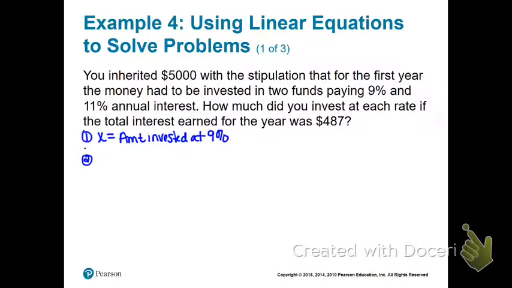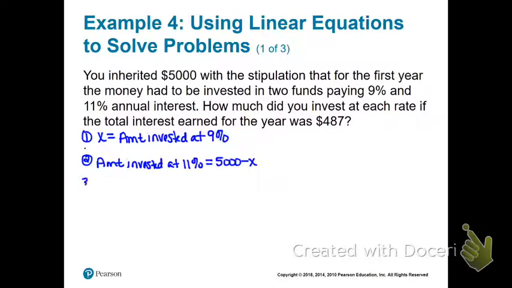And then step 2 is to let your other unknowns be, write an equation using x for them. So my other is the amount invested at 11%. Now, this has nothing to do with the 9% and the actual 11%. It's the Fund 1 and Fund 2. Just I labeled them by the percentage, okay? So think about this. If I have $5,000 and I put X amount into one fund, that means I'm going to have $5,000 minus whatever I put into the first fund left for the second one, okay?